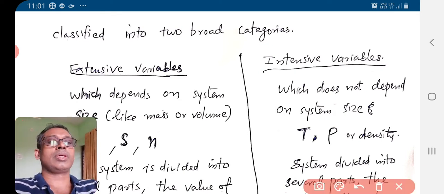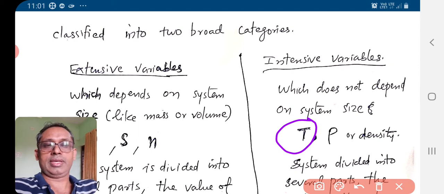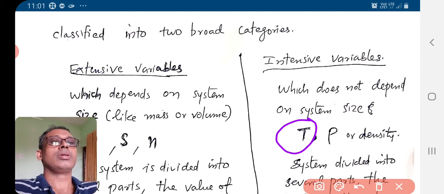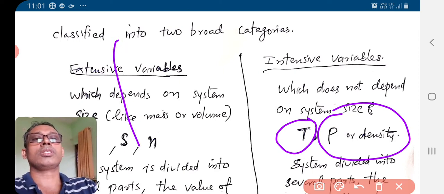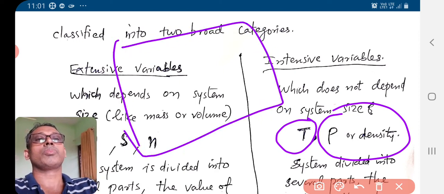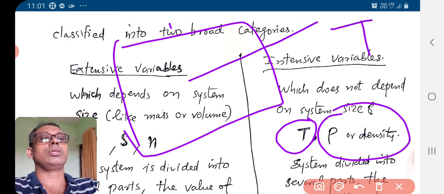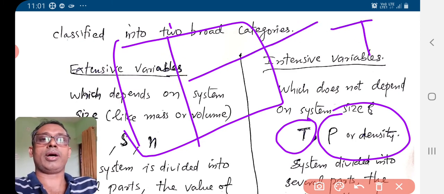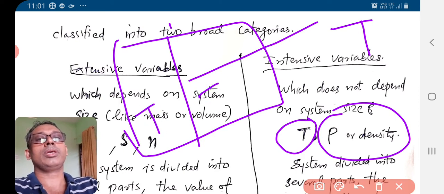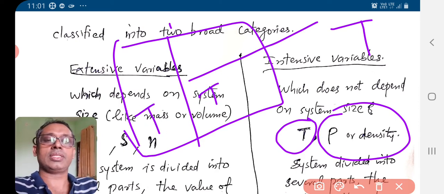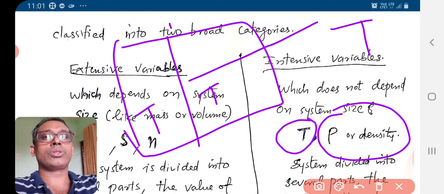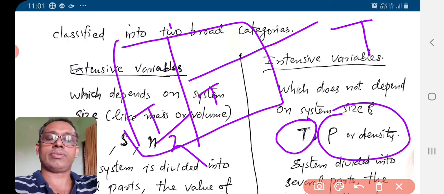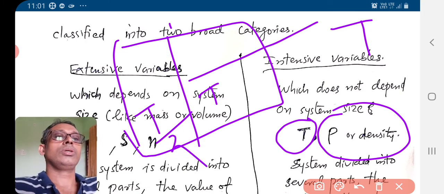Temperature is an example for an intensive variable. Rho or density is another example for an intensive variable. Suppose you have a system like this. Suppose its temperature is T, and you divide the system into two halves. The temperature of each part of the system will be T. There will be no change in that. The temperature does not become T by 2 and T by 2. The temperature remains a constant T.